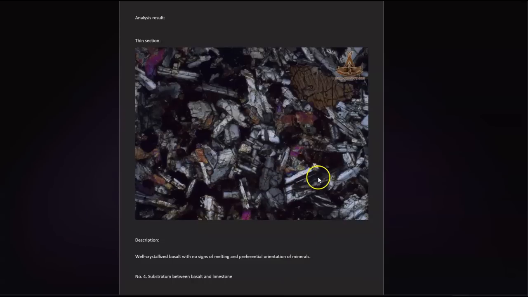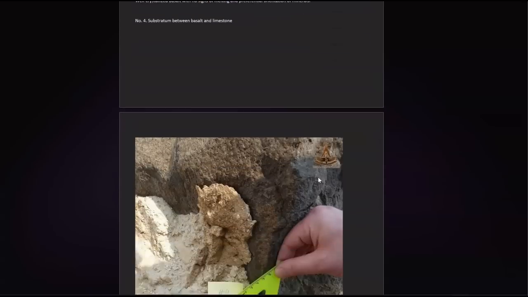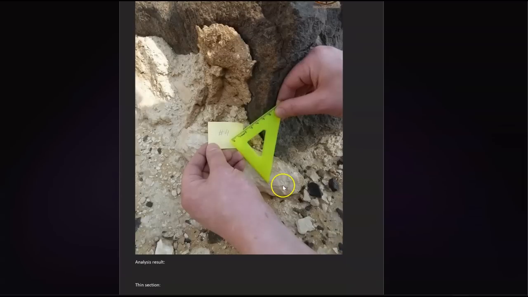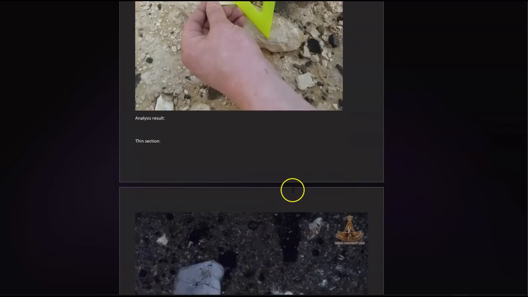But now, here is something interesting. In a sample of the substratum between the basalt and the limestone, and this is referring to the mortar material that I have shown that joins together the blocks of stone in many previous episodes.